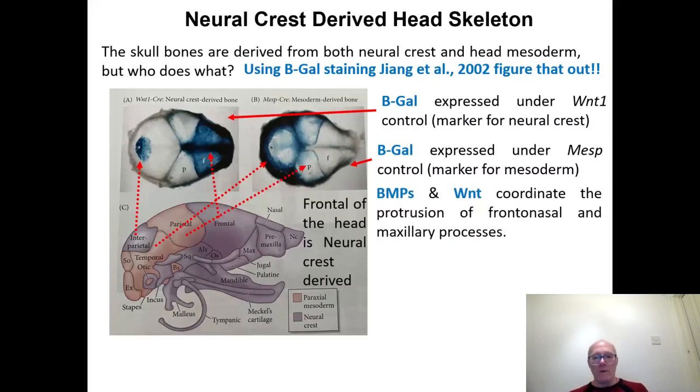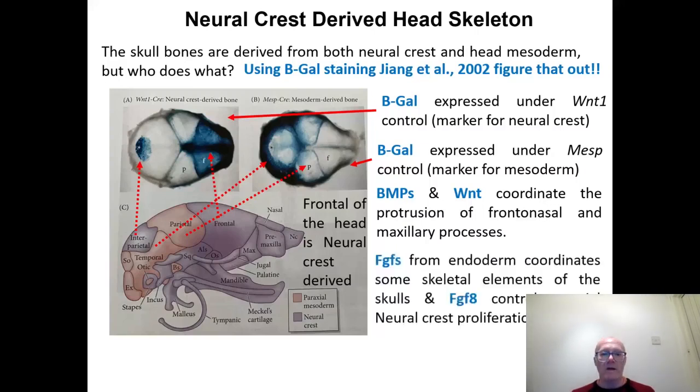Now, BMP and Wnt signaling, we already mentioned that, coordinate the protrusion of the frontonasal and maxillary processes of the head. So BMP and Wnt signaling control the neural crest, and therefore also control the frontal part of the face, if you want, in humans, but also other animals. FGF signaling from the endoderm also controls different skeletal elements, but in particular FGF8 controls cranial neural crest proliferation. We'll see this actually in the next lesson.